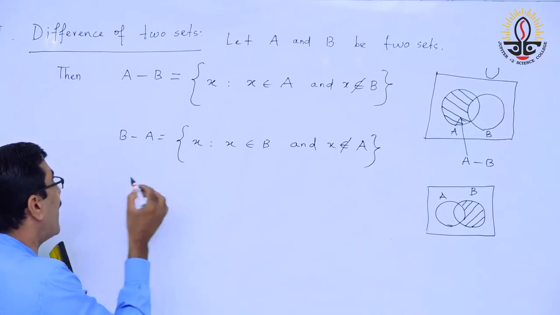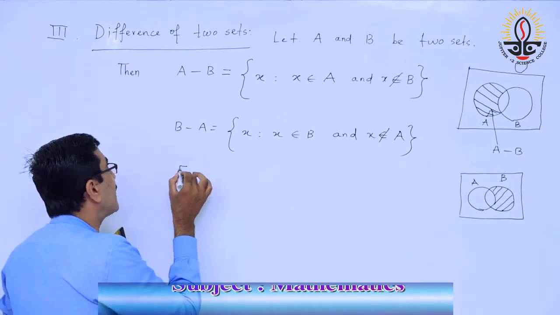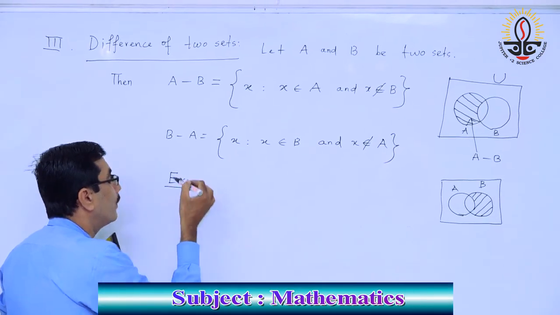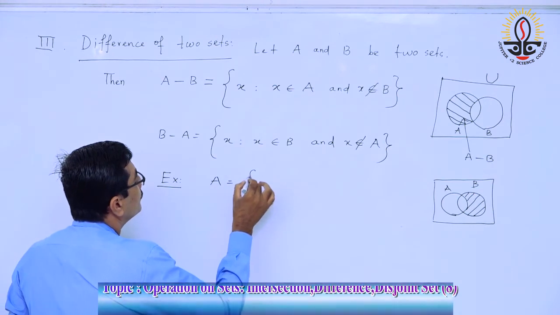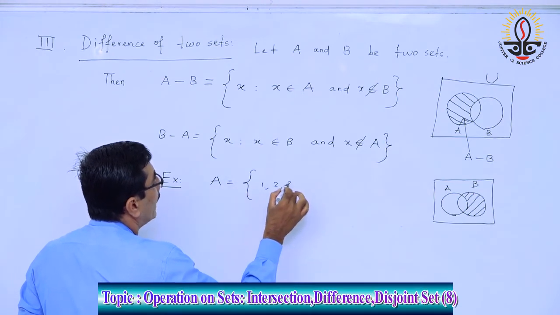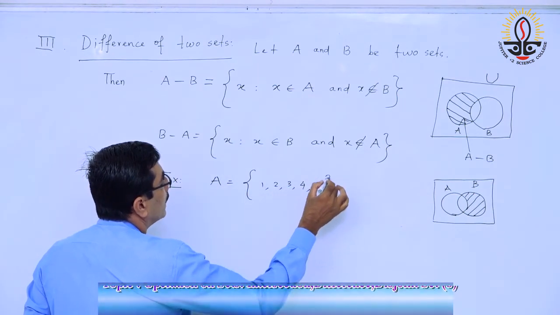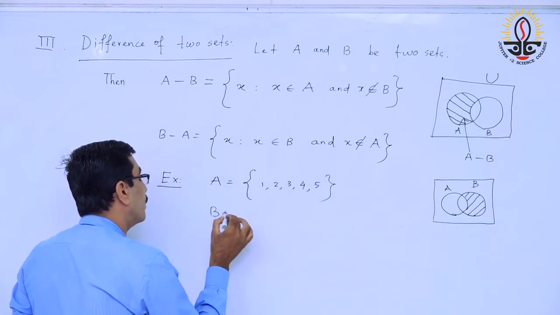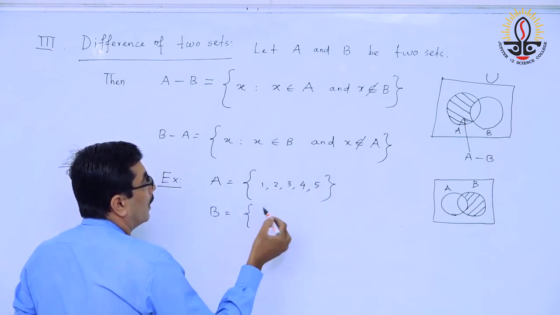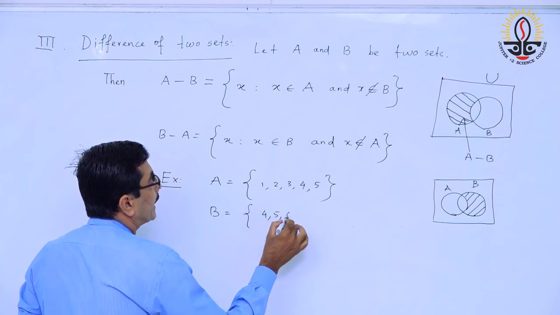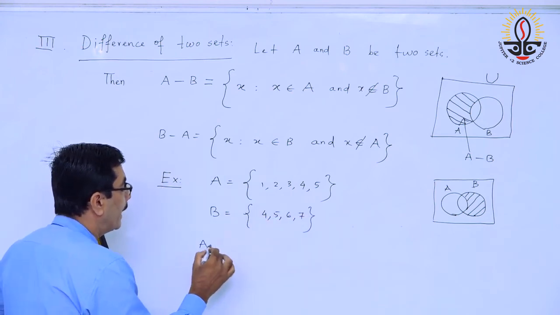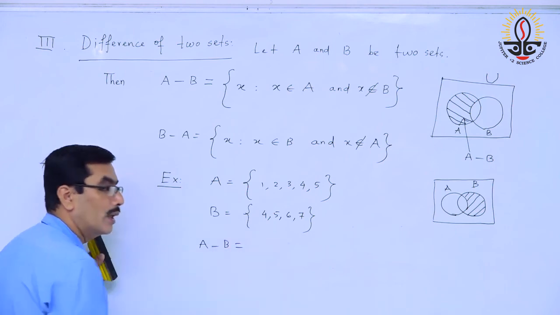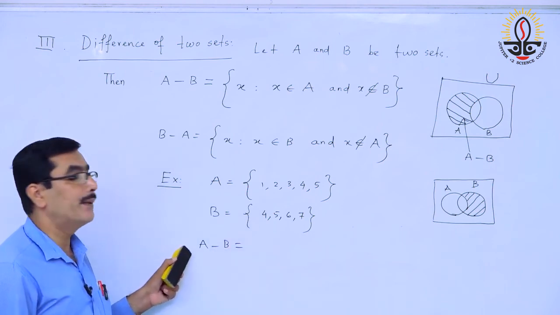So if you take an example, suppose A is equal to {1, 2, 3, 4, 5} and B is equal to {4, 5, 6, 7}, then what will be A difference B?